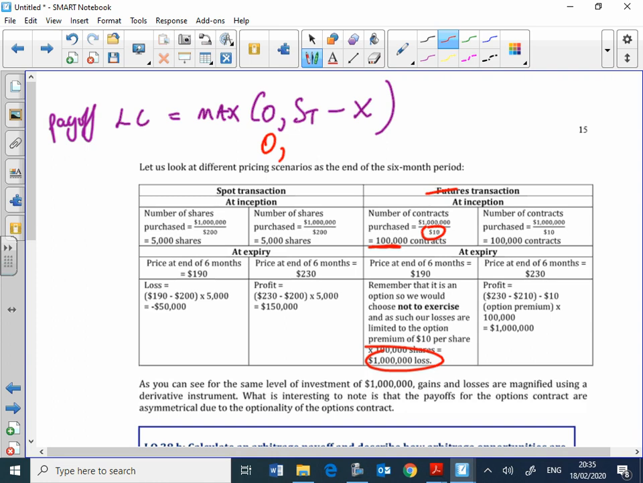What's the final price? 230. My X is 210. Remember, X was 210. So which one would you rather have, 0, guys, or 20? Thank you. I'll take the 20. And in memory of Mopo, don't forget to take off your premium of 10. So your payoff is 20. Your profit is 10. And don't forget to times by the 100,000. And my profit is $1 million. You guys comfortable with that? And just remember, guys, start to get the terminology right. There's a difference in payoff and profit. Two different calcs.